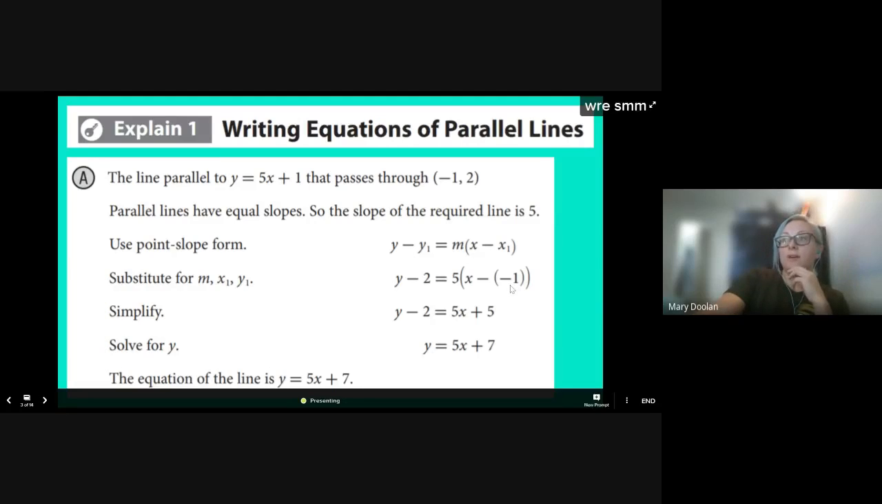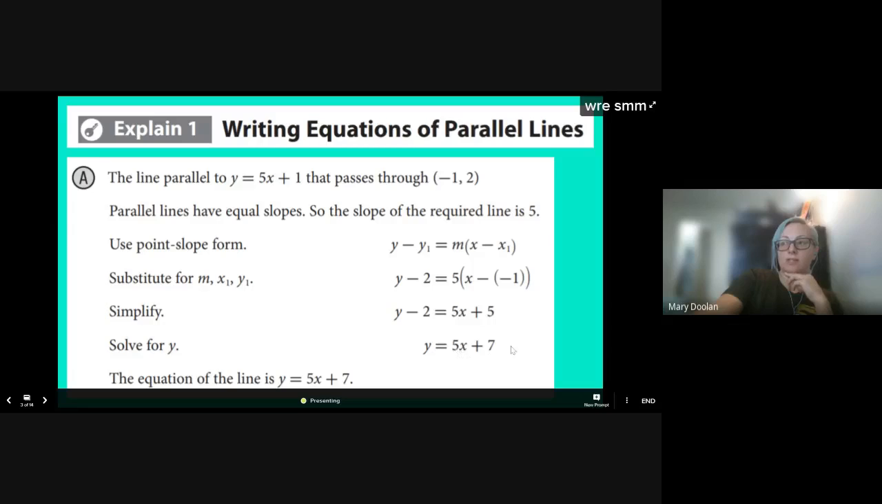And then the y value is 2. So once we have it substituted in, then we can simplify it. X minus -1 is the same as x plus 1. And if you use the distributive property, 5 times x and 5 times 1. And then from this point here, we want to solve this equation by combining like terms. We're going to add 2 to the left and add 2 to the right.